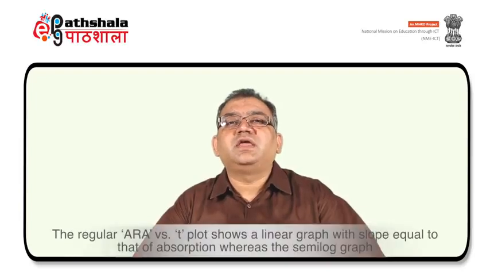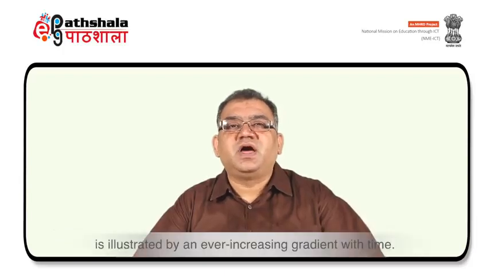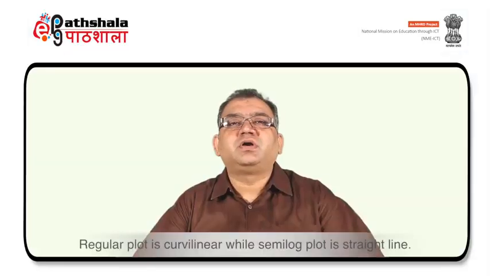The regular ARA versus T plot shows a linear graph with slope equal to that of absorption, whereas the semi-log graph is illustrated by an ever-increasing gradient with time. In contrast, the first order absorption process is distinguished by a decrease in the absorption rate with ARA. The regular plot is curvilinear while the semi-log plot is a straight line.